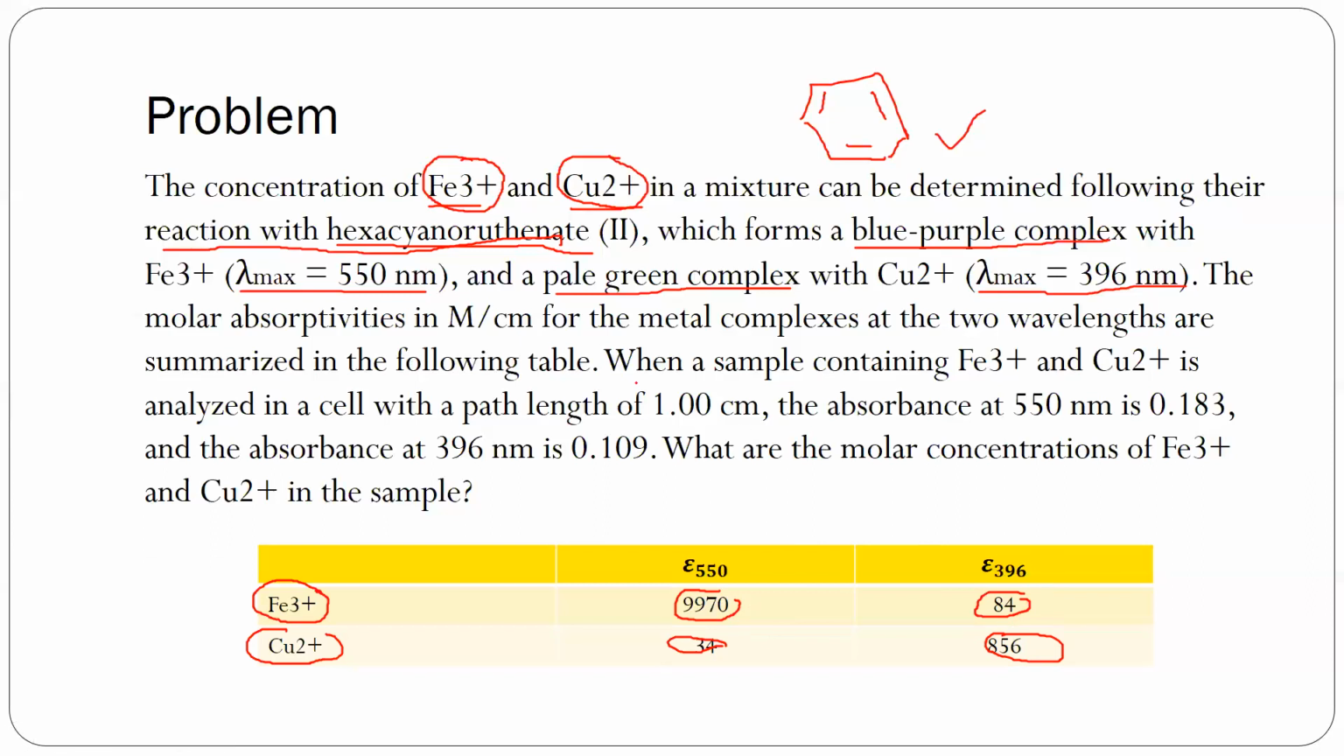Now, when a sample containing iron and copper ions is analyzed in a cell with the path length of 1 centimeter, the absorbance at 550 nanometers is 0.183 and the absorbance at 396 is 0.109. What are the molar concentrations of both ions in the sample? So let's do it this way. Pause this video, read the problem again, and try to make sense out of it. Repeat reading hanggang sa maintindihan. Okay?